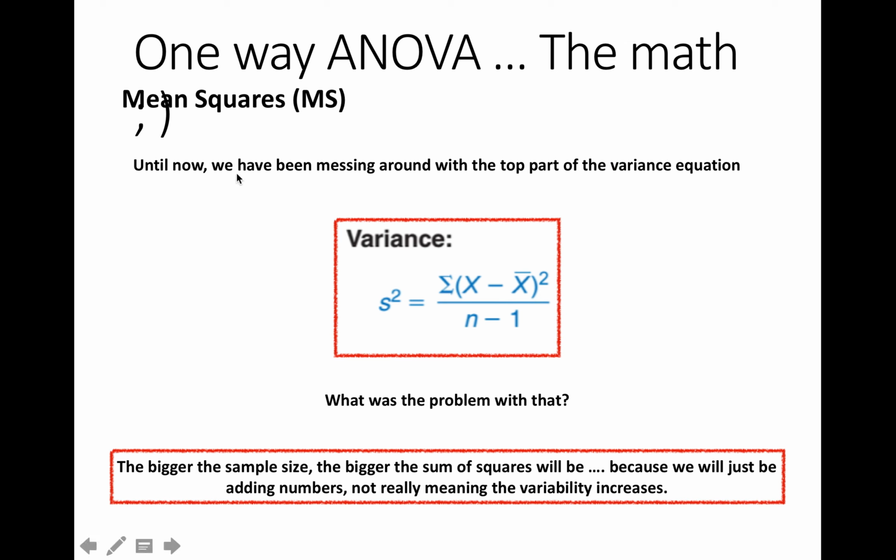So until now, we have been messing around with the top part of the variance equation, just talking about the sum of squares. But remember, what was the problem with that? That the bigger the sample size, the bigger the sum of squares will be, because we will just be adding numbers, not really meaning that the variability increases. So to correct this, we will divide our sum of squares by our sample size. And as this is a sample, we'll use degrees of freedom and not the actual sample size.